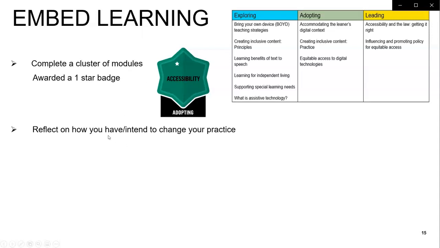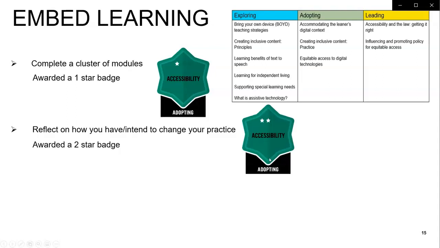I then reflect on what I've learned, and I start to change my practice, or I state in a reflection how I intend to change my practice. I submit my reflection, and I earn a 2-star badge, and suddenly my accessibility badge has 2 stars.